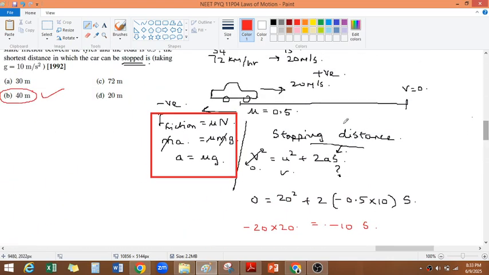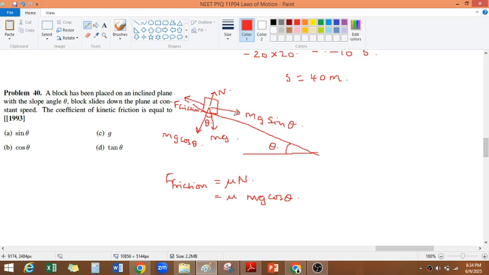On a flat road, the car weight is mg, that means normal reaction is also this way, so this is equal to this. When you come to an inclined plane, this mg is acting this way, but the normal reaction is acting this way, normal to the surface. Maybe the drawing is not perfect. I will draw one more time.